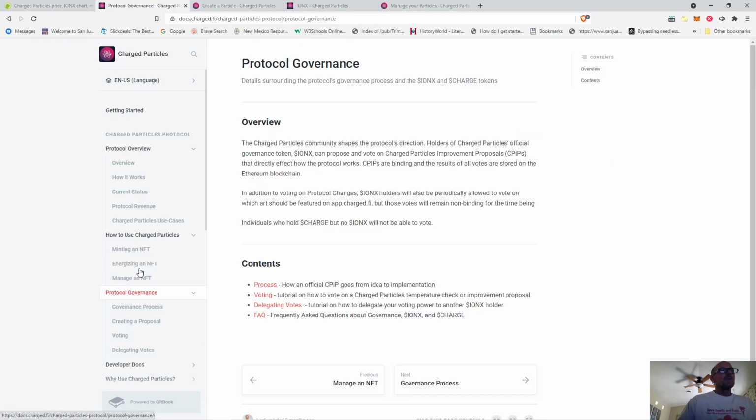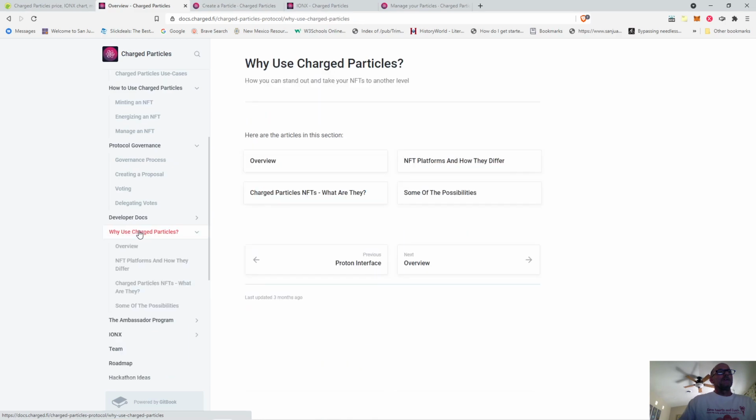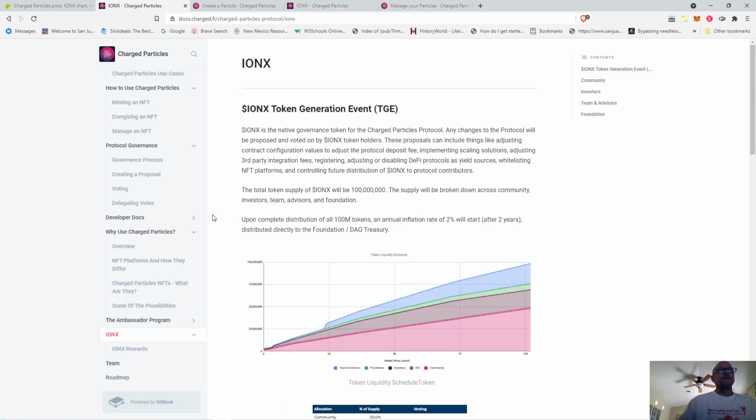Governance. So getting a little ahead of myself as well. This is the purpose of the token itself, right? Having tokens gives you some governance rights over the token, so you can control your own destiny, kind of thing. That's pretty common, I guess. So you can vote and participate in the governance process. You can look at why use Charged Particles again, some more of its use cases and things, which I think is pretty good.